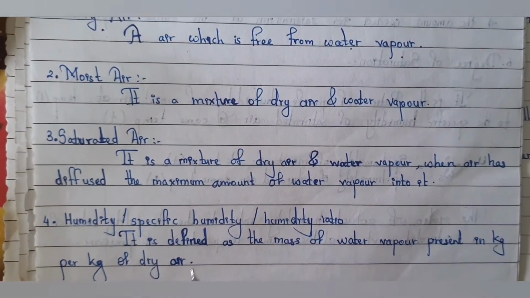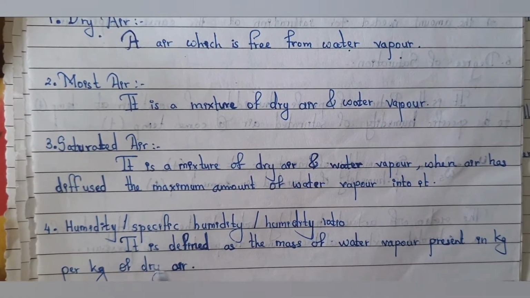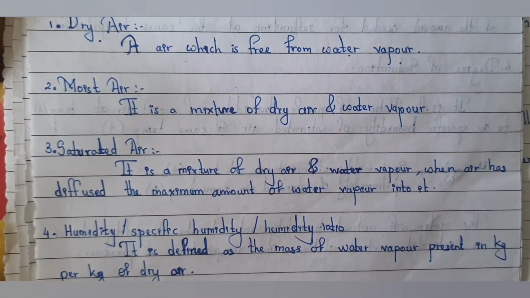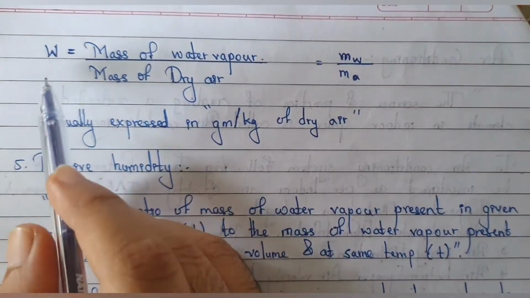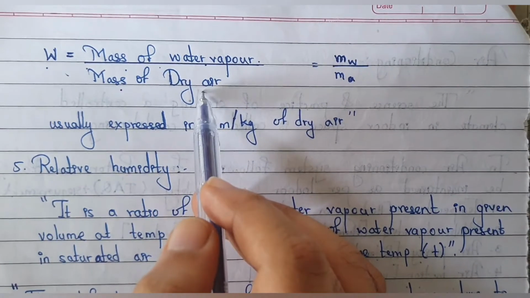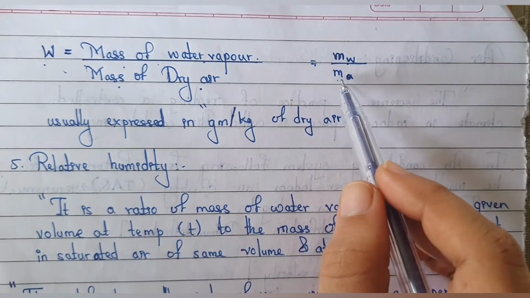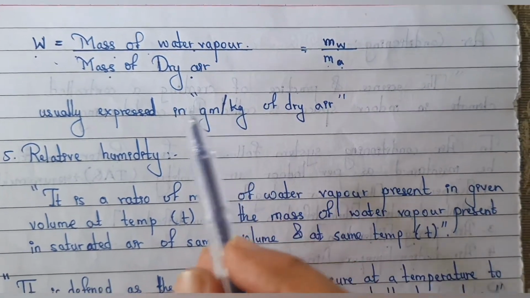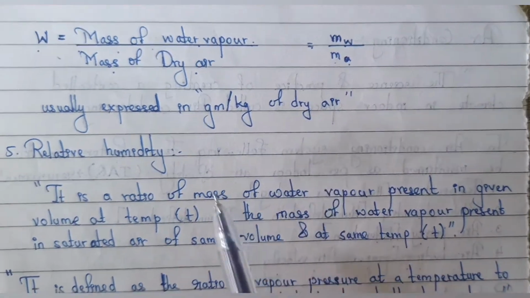And humidity, or specific humidity, or humidity ratio, is defined as the mass of water vapor present in kg per kg of dry air. Now humidity is given by W, which is equal to the mass of water vapor to the mass of dry air, that is mw over ma. I have denoted it this way for better recognition. It is usually expressed in grams per kg of dry air.